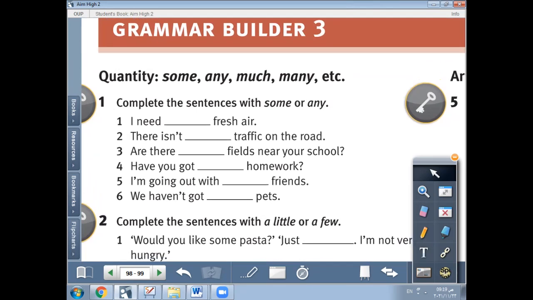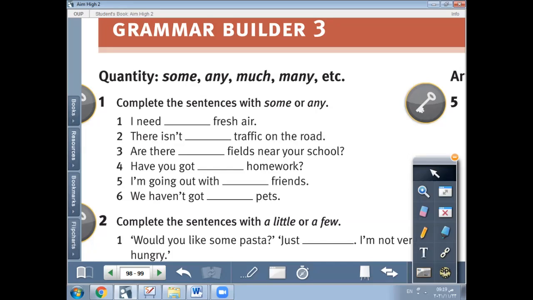Okay, all of you open your books, page 99. We have Grammar Builder 3. Here we also have exercises on the same rule, by using some, any, much, many, a few, a little, a lot of, or lots of. Let's complete exercise 1. Raise your hand. By using some or any. We use some with affirmative sentences, and we use any in negative sentences and questions.